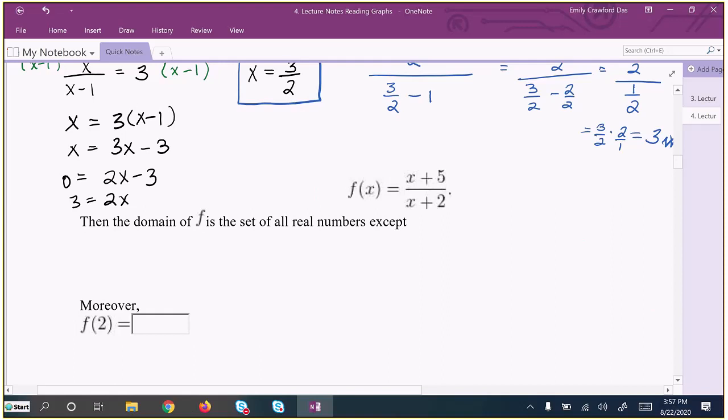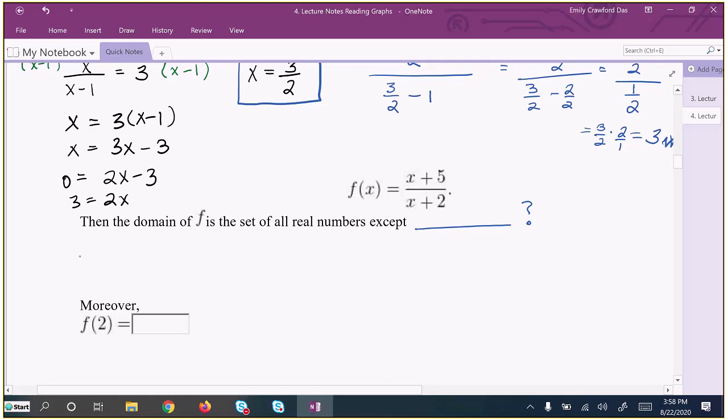All right. In the next example, we're taking f of x equal to x plus 5 divided by x plus 2. And it asks us, then the domain of f is the set of all real numbers except, and we kind of have to fill in this blank here. So we know our rule of thumb for finding domain is we want to make sure that we don't divide by 0, and we want to make sure that if we are having even indexed roots, then we're taking an even indexed root of something greater than or equal to 0. Well, I don't see any even indexed roots here, so the only issue I might run into is if the bottom of this fraction were 0.